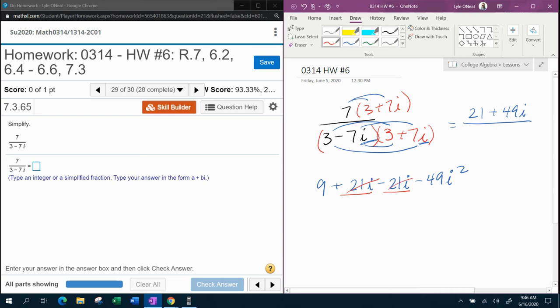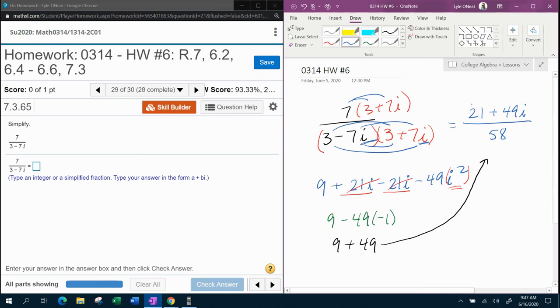So those terms cancel. And if you remember from the previous video, anytime you have an i squared show up in the problem, you have to replace it with -1. So that's going to be 9 minus 49 times -1. But that's a negative times a negative, which makes a positive. 9 plus 49. And what does that add up to? 9 plus 49, I think that's 58. And so that gives us a denominator of 58, okay?